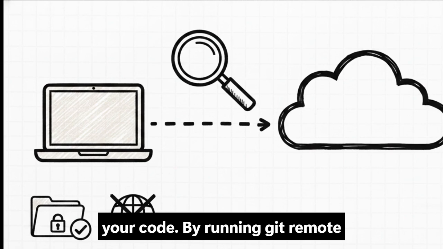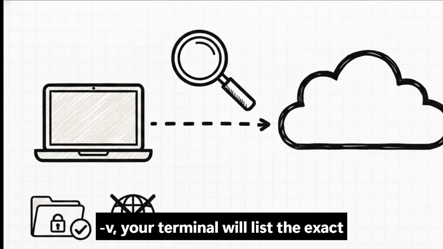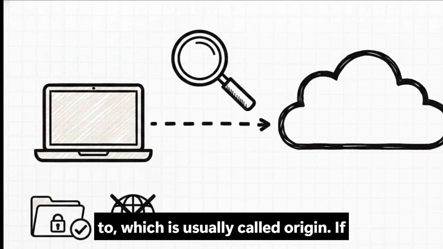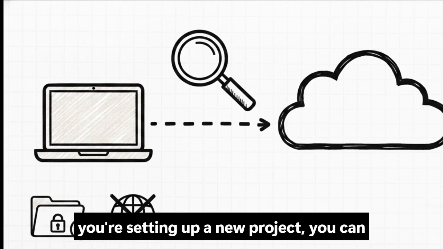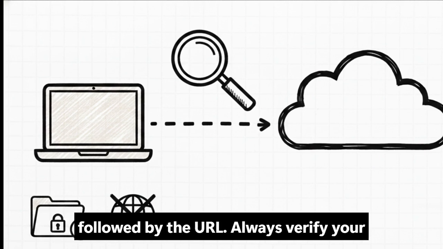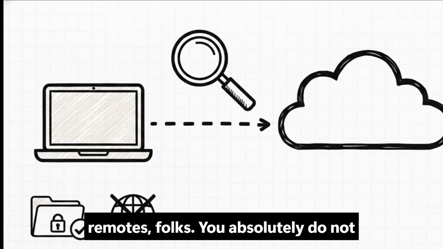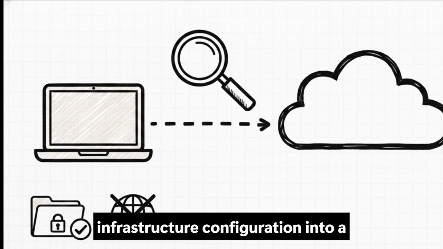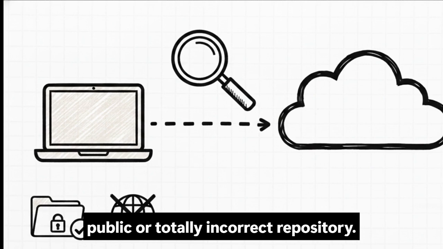By running git remote -v, your terminal will list the exact URLs your local repository is connected to, which is usually called origin. If you're setting up a new project, you can attach your local folder to a cloud server using git remote add origin followed by the URL. Always verify your remotes, folks. You absolutely do not want to accidentally push sensitive infrastructure configuration into a public or totally incorrect repository.